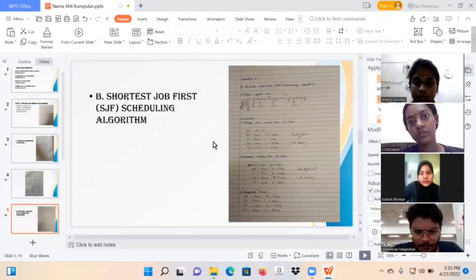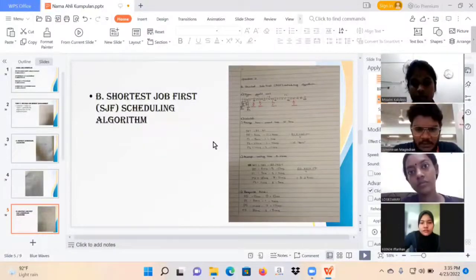So the response time: process 0 equal to 0 millisecond minus 0 is equal to 0 millisecond. And process 1, 5 millisecond minus 1 is equal to 4 millisecond. Process 2, 14 millisecond minus 2 is equal to 12 millisecond. Process 3, 8 millisecond minus 3 is equal to 5 millisecond. So we move to question C.